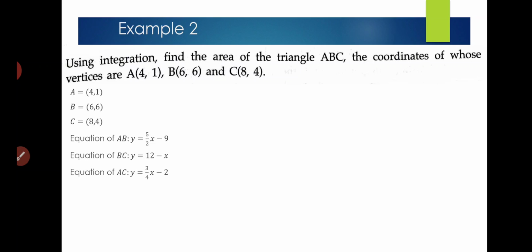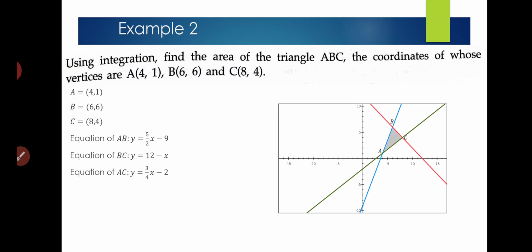Fine. So now let us draw the graph. Let us draw the graph of the lines. So these are the lines that we have. So you can see the triangular region, and also let us mark the vertices A, B and C. Now how to do this integration?